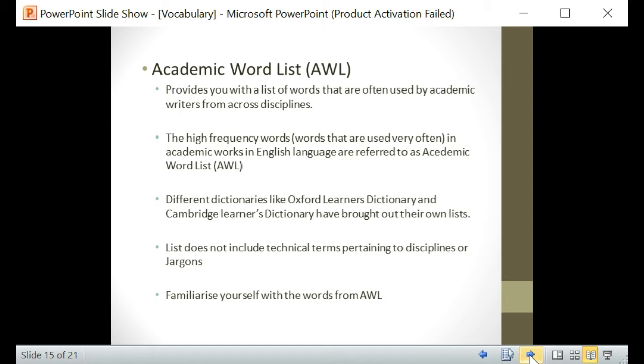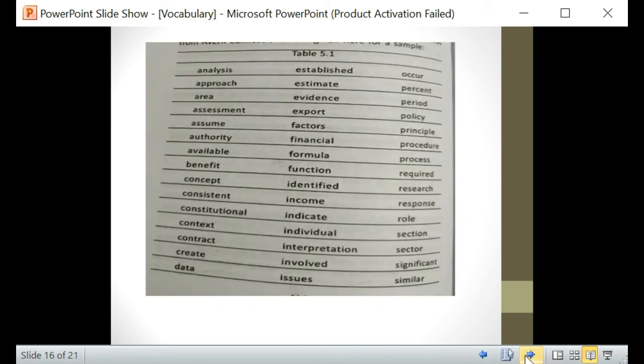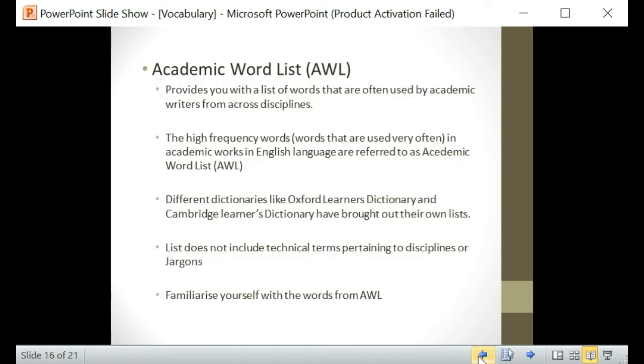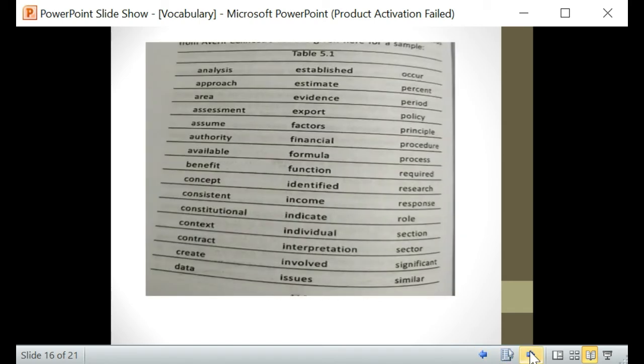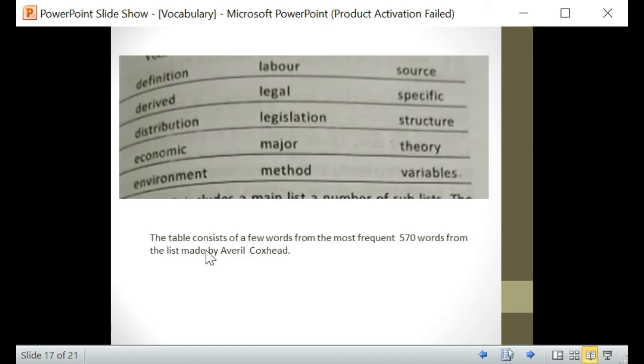And you have to familiarize yourself with these words, the words from AWL, in order to write a very good academic paper or in order to produce an academic writing. In the text you are given a table consisting of a few academic words taken from the academic word list created by Avril Coxhead. The name is not important, but you need to familiarize yourself with these words.